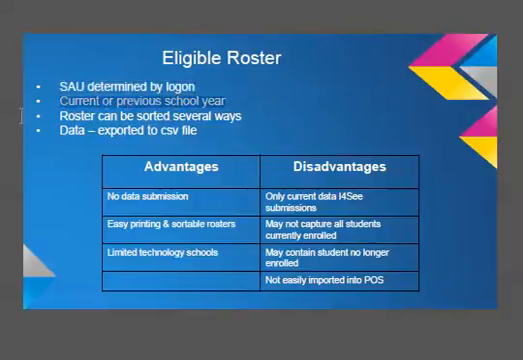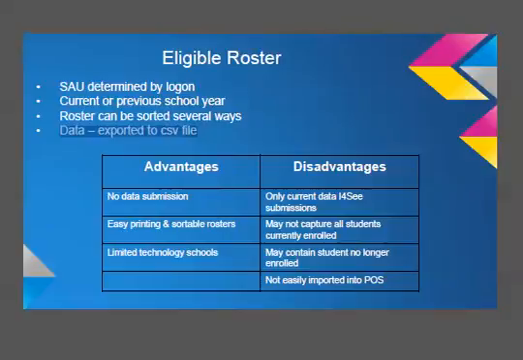You can select by current or previous school year, and the roster can be sorted in several ways. The report is shown by SACID, name, date of birth, district, school, and the date first eligible for all students found in the direct certification query for your SAU. Data you gain from the eligible roster is through a CSV file. CSV stands for a comma-separated values file, which is how the information is originally set up. There'll be more about this in our next presentation.